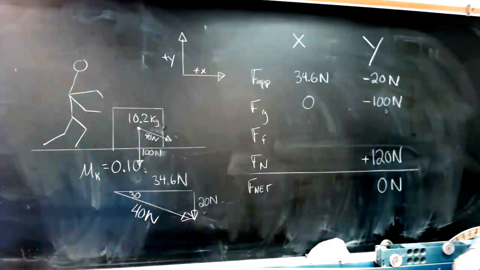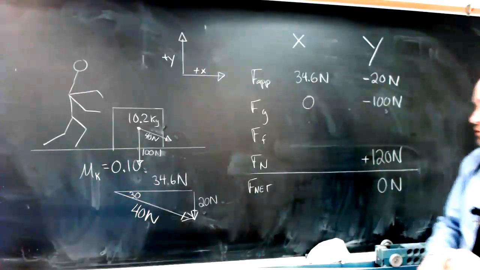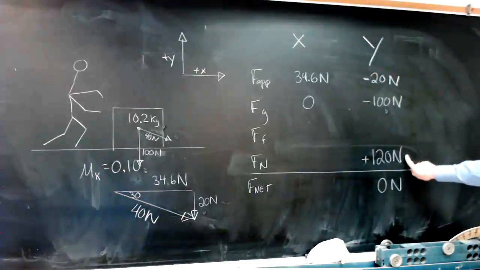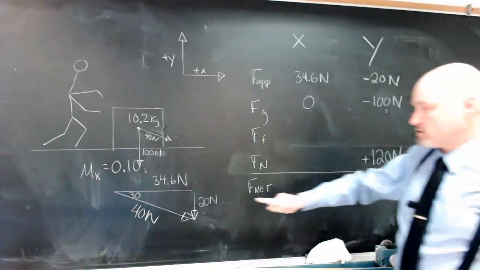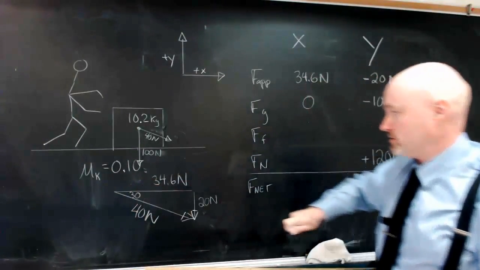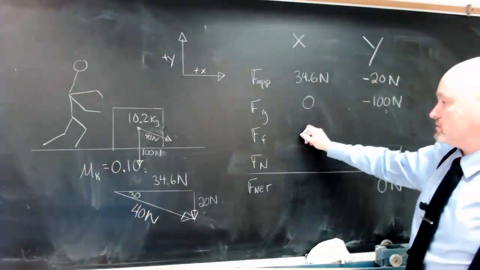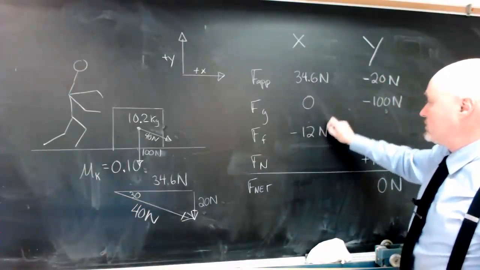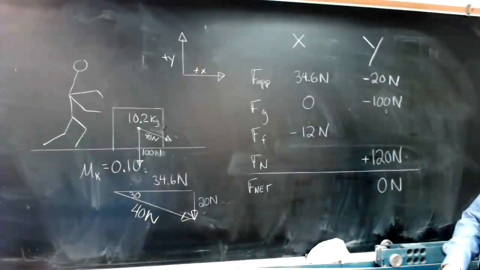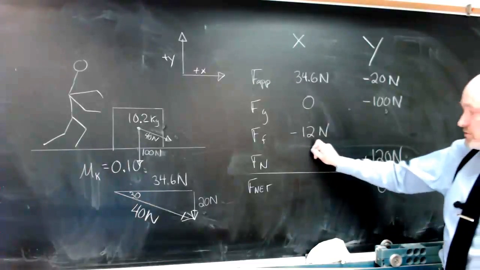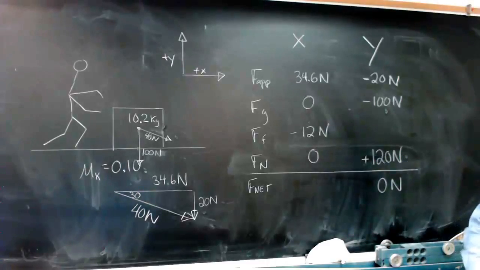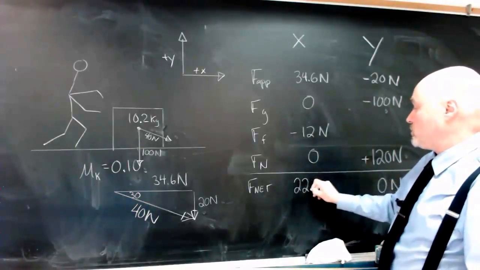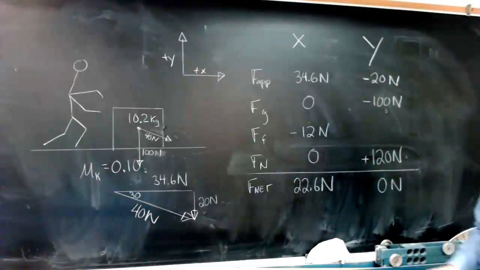Force of friction is always going to act opposite the direction of motion, and the force of friction is always proportional to the normal force, and it's equal to the normal force times the coefficient of friction. So the force of friction is going to be negative 12 newtons. Normal force in the x direction, of course, is 0. The net force in the x direction is going to be 22.6 newtons.